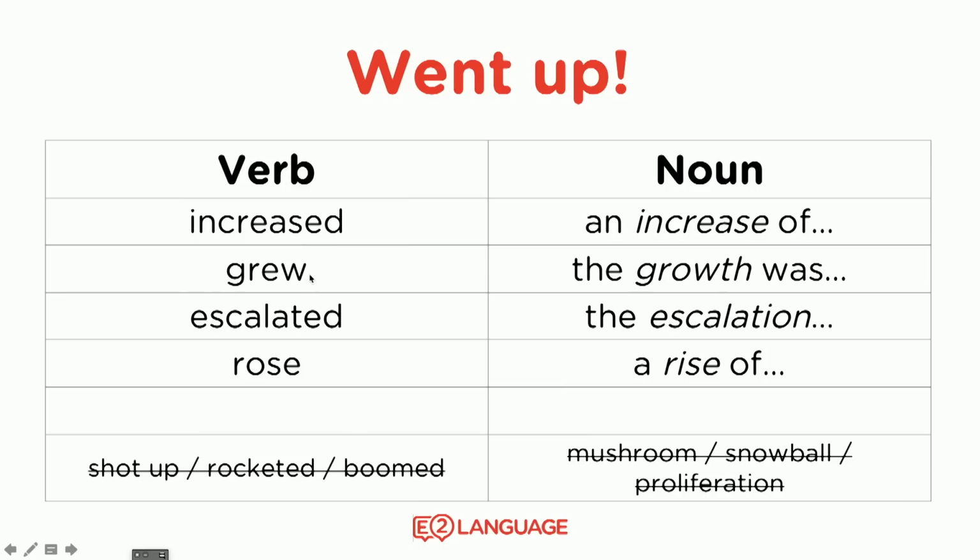You could say grew, escalated, or rose. You don't want to use silly words like shot up, rocketed, or boomed because they're not academic. And if you want to use the noun form here, you can say an increase of, or the growth was, or the escalation, or a rise of. You don't want to use nouns such as mushroom, snowball, or proliferation. They're just not academic enough.